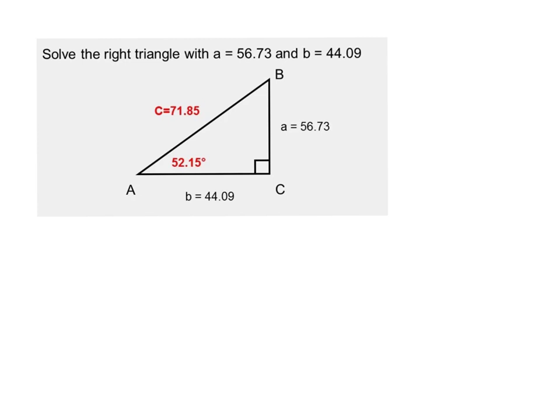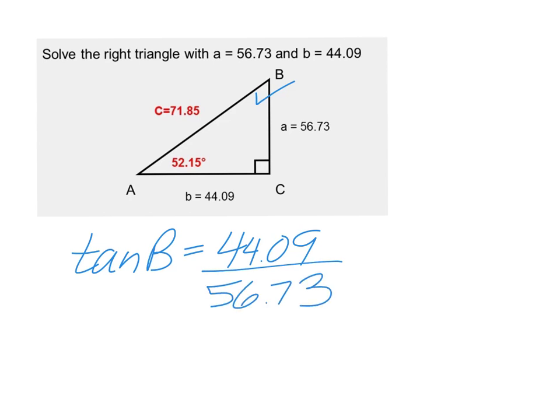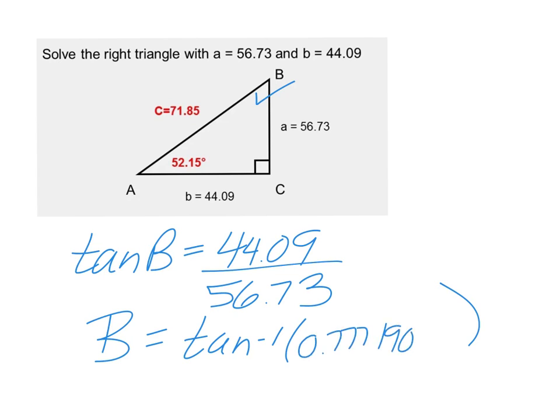Our third step is to find our angle B. Now we're not going to add them together and say 180 degrees. We're actually going to use a trigonometric function for that. So for angle B, we're going to go with the opposite over the adjacent because those are known values. So tangent B is equal to 44.09 over 56.73. So to find B, we're going to have to take the inverse tangent of 44.09 over 56.73, which is 0.777190199, which means that B is going to be 37.85 degrees.